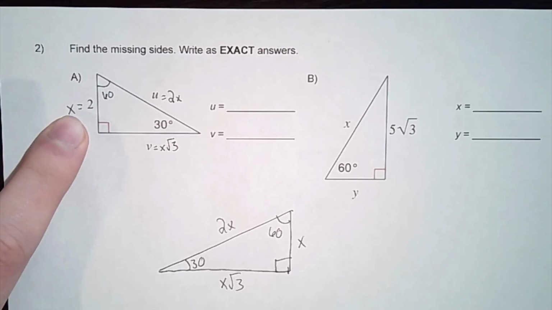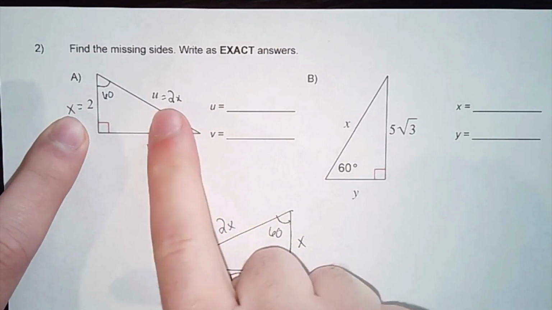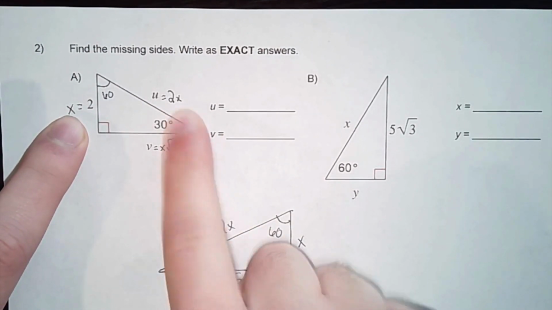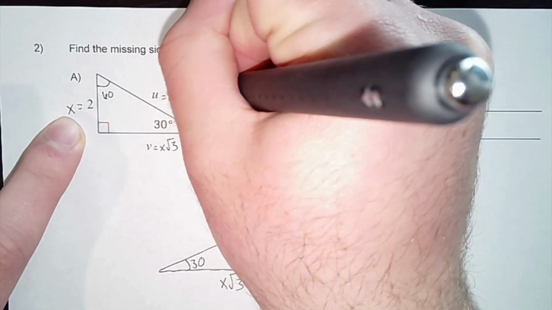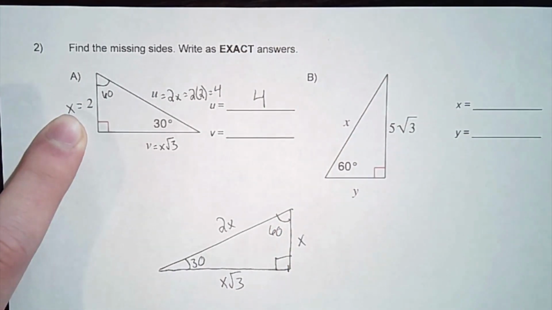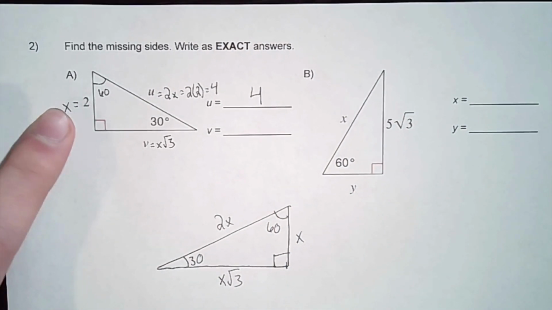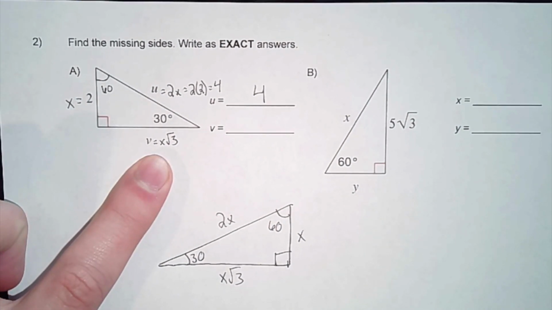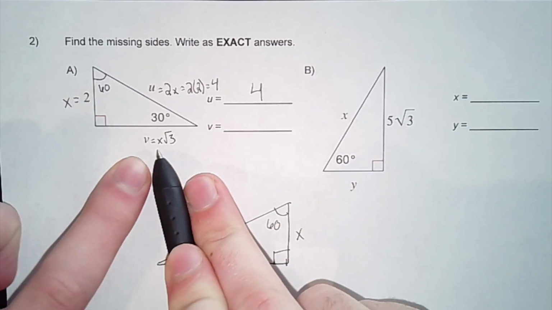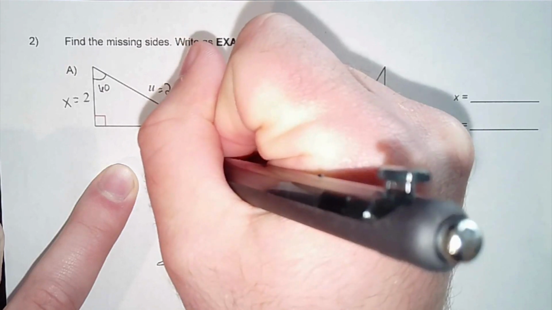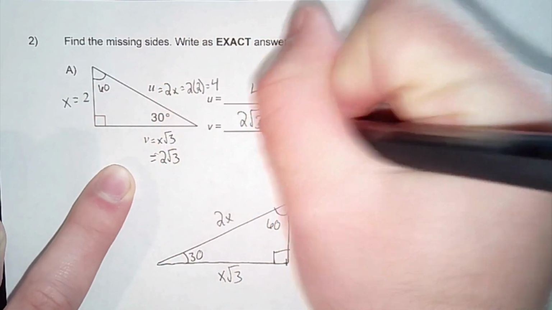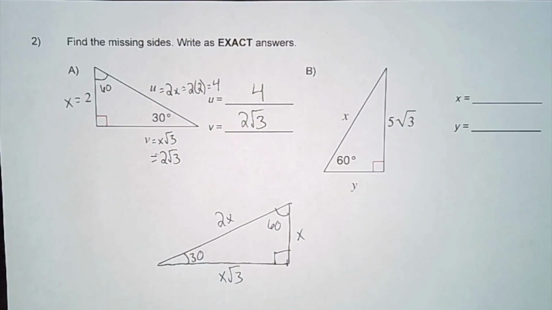I know x is equal to 2, which means if I go to u here, I can plug a 2 in for that x. If I do that, this becomes 2 times 2, which I can simplify to 4. So u needs to be 4. V is going to be very similar to what we did on the front side. I can plug the 2 in for the x that's there. The square root of 3 is just going to stay. So I have 2 times the square root of 3. And there's my answer.